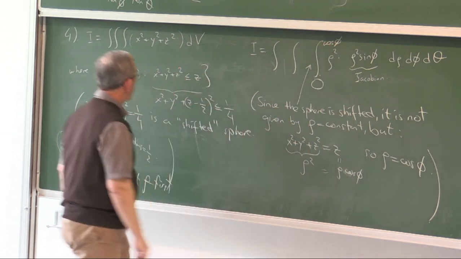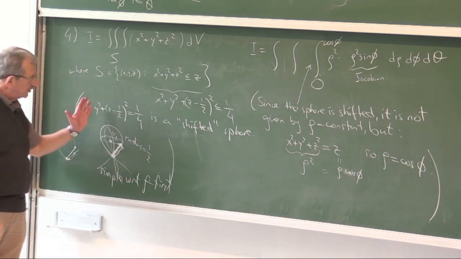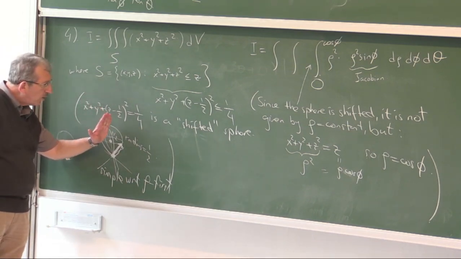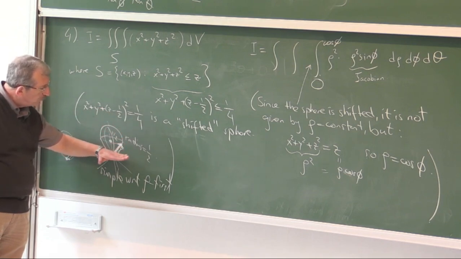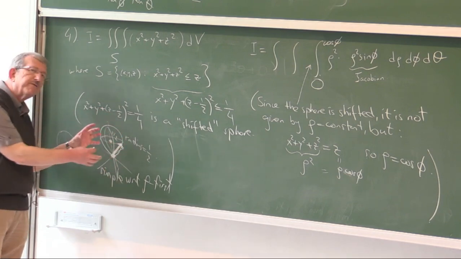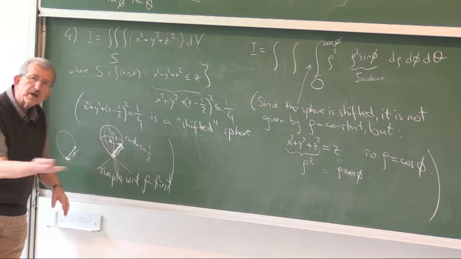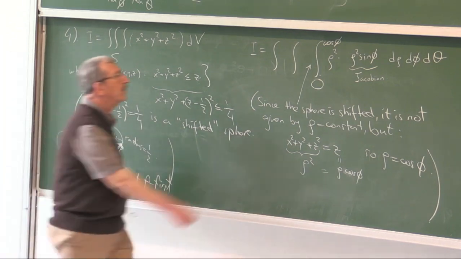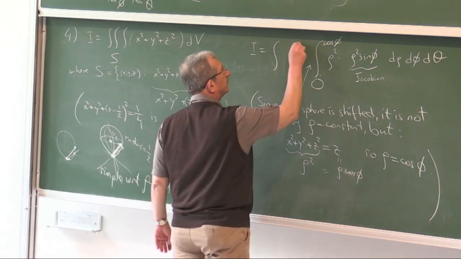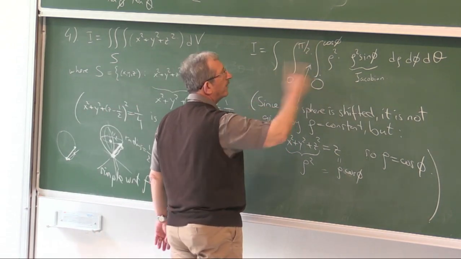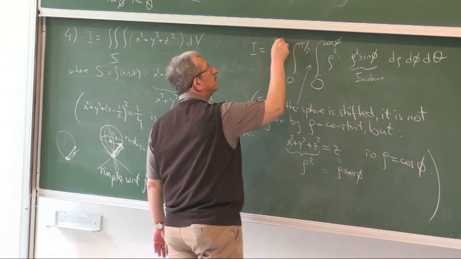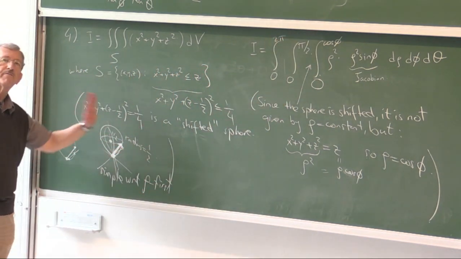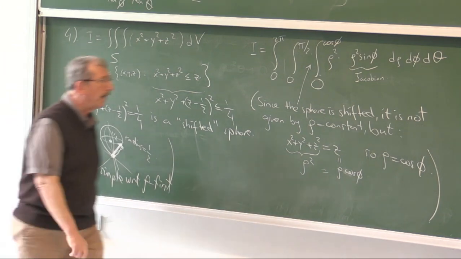Now, how does phi change? Well, it starts from the positive z-axis, goes up to pi over 2 because the sphere is tangential to the xy plane. So it goes all the way up to pi over 2. Well, we have a complete revolution around the z-axis. Theta just makes everything from 0 to 2 pi.